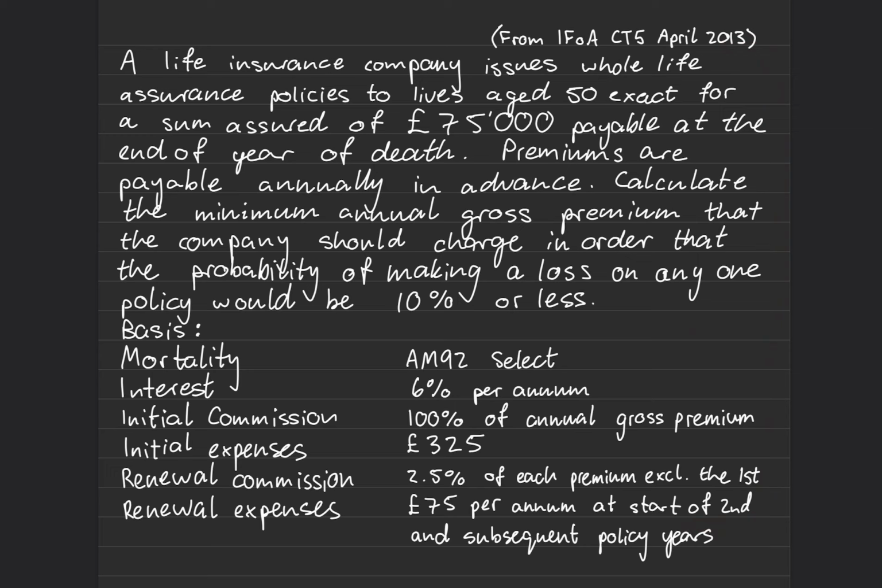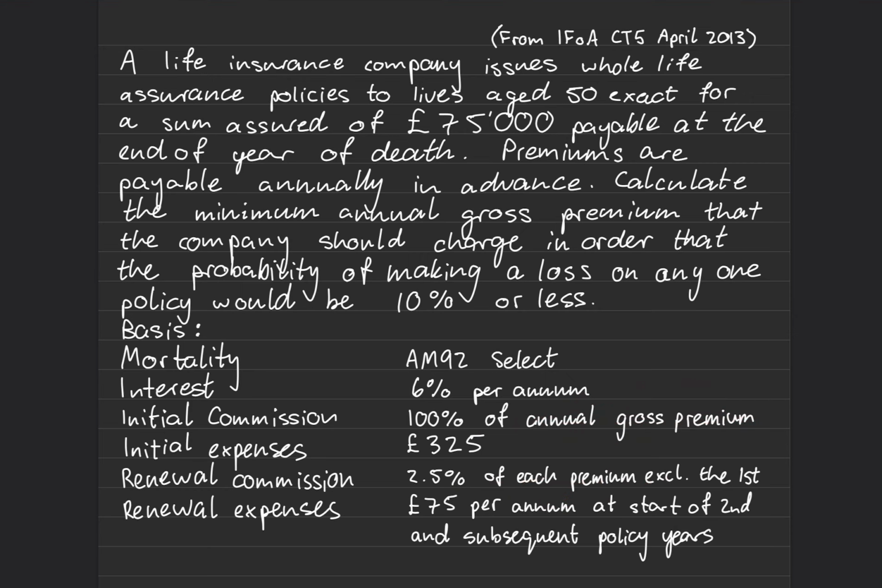The basis for our calculations is the following. We have select mortality here, that's very important, and an interest rate of 6%. Then we have initial expenses and initial commission of 100% and £325, and then renewal commission 2.5% and £75, and these percentages are of the annual gross premium.